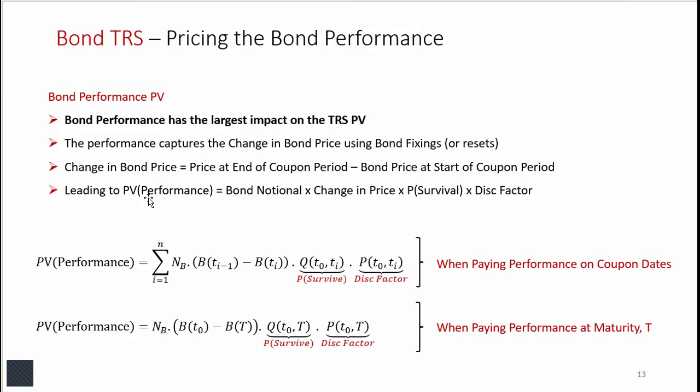And we want to calculate the PV for that. So you take the bond notional, you multiply it by the change in price, and then you multiply by the probability of survival. That's the probability that you're going to receive that cash flow, and then times the discount factor. And there are two flavors of this. If you're paying performance every coupon period, then you're going to have n coupons, and you're going to see incremental bond price changes over each coupon period, multiplied by the probability of surviving and the discount factor. So basically, this formula will be repeated for every coupon.